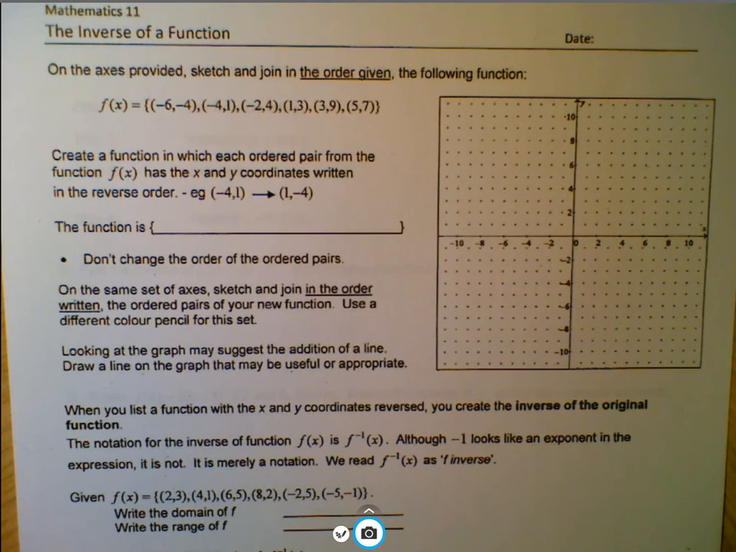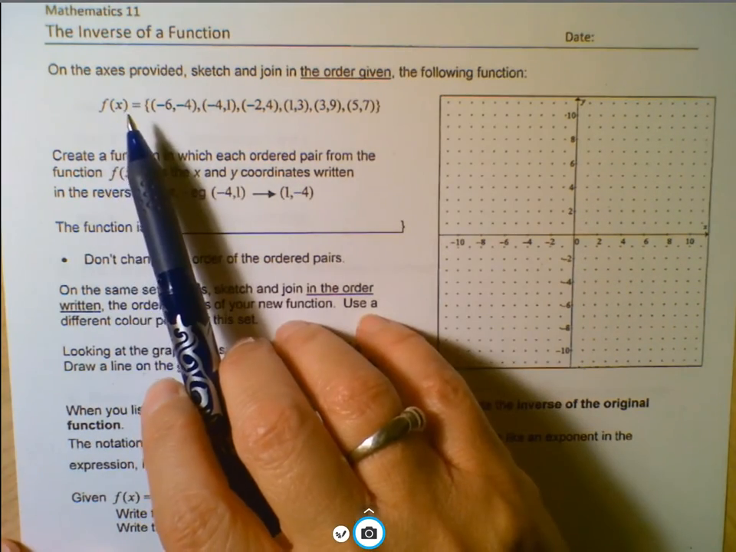Today we're going to cover the last topic of our transformations unit. And that topic is the inverse of a function. So let's walk through this little worksheet here that's in your booklet and see what is the inverse of a function. So it's asking us this.